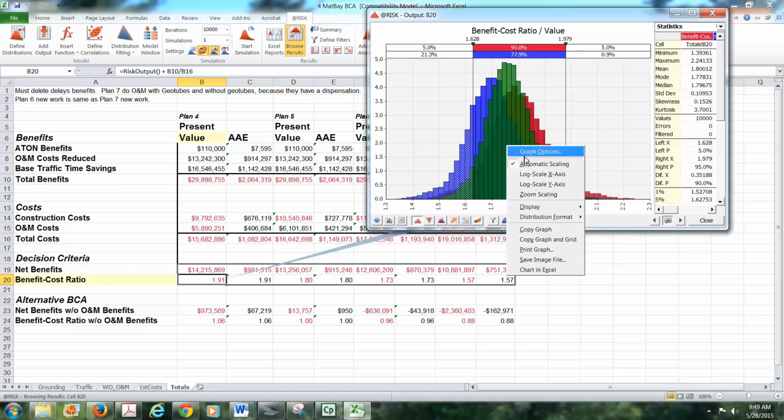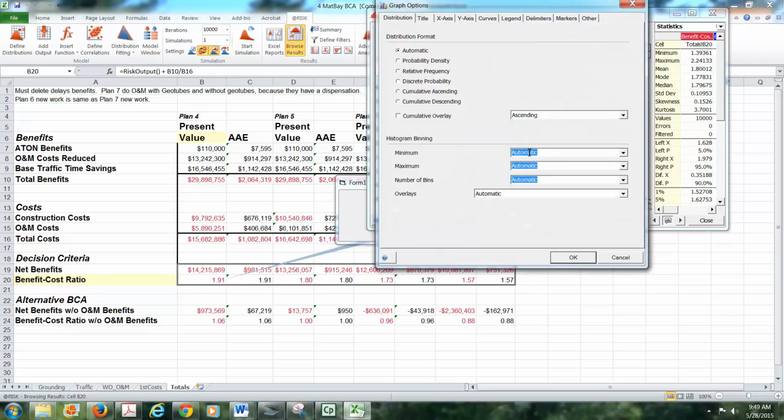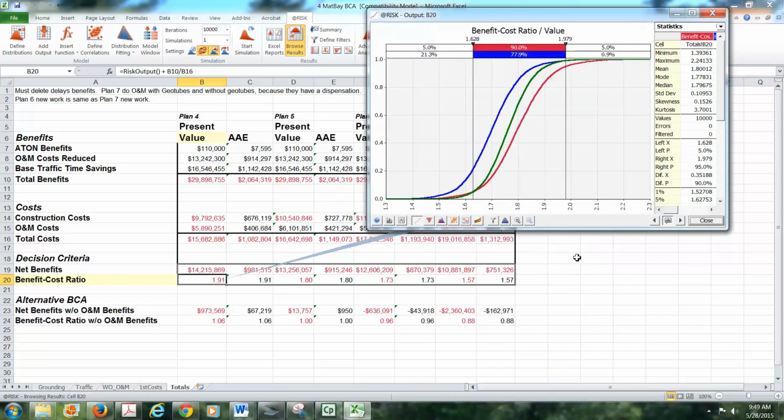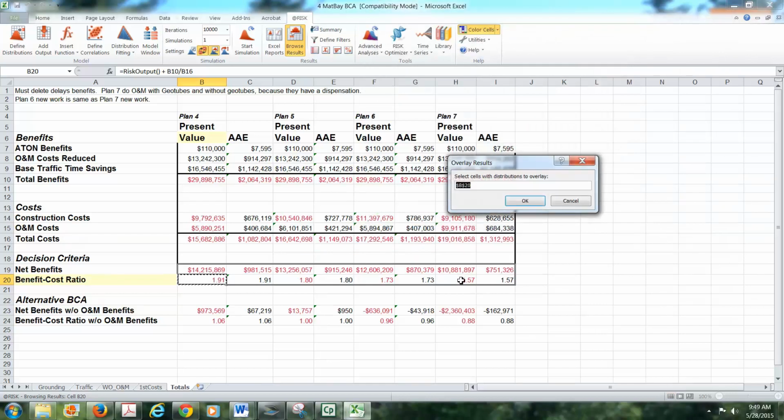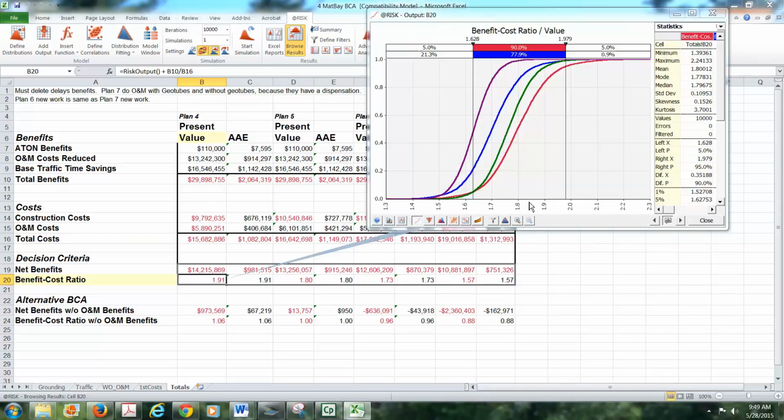If we change the look here, I right mouse click on the graphic, choose graph options, and say show this as a cumulative ascending. Now I can see that values farther to the right are bigger benefit cost ratios. So the plan that's farthest to the right is the best plan. Let me add one more. We'll add this plan here. And we see that didn't change. So it looks like the red plan is clearly the best.